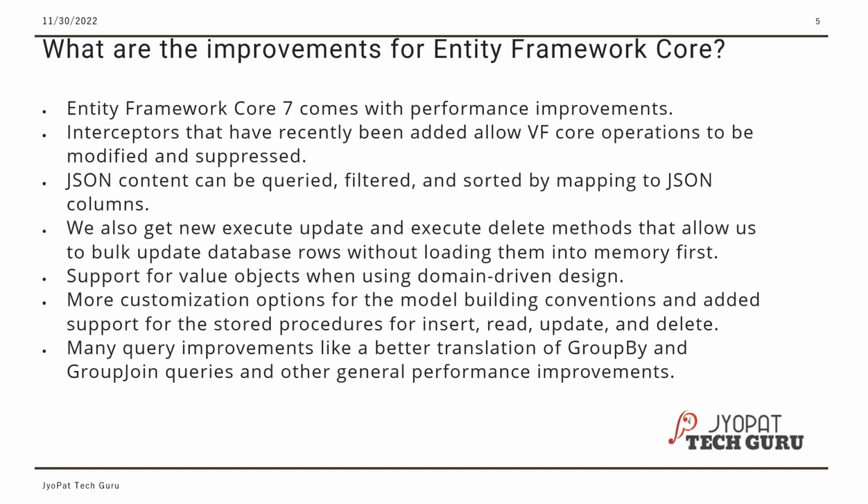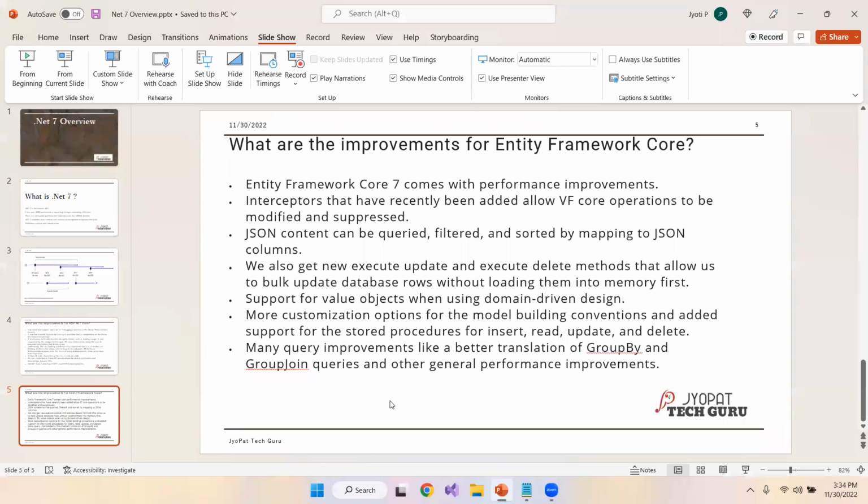So many of the customization options are getting included with respect to Entity Framework Core 7. Many query improvements like a better translation of group by and group join queries and other general performance improvements are also available in Entity Framework Core.